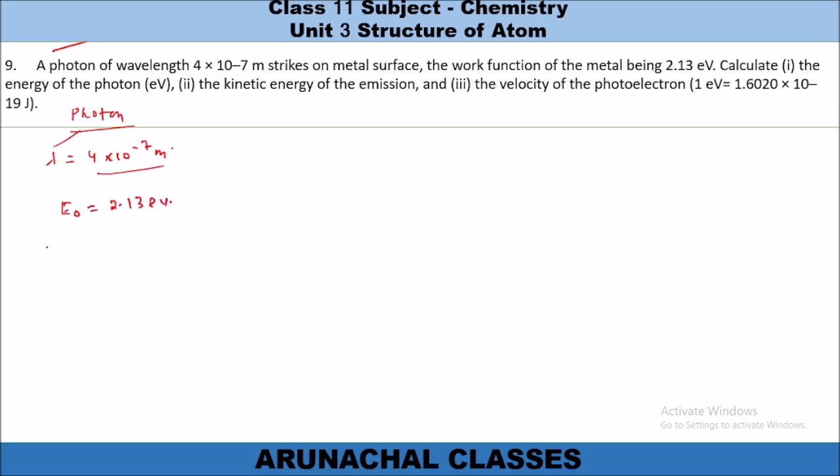Calculate the energy of the photon in electron volt. And the second one is the kinetic energy of the emitted photoelectron. And the third one is the velocity of the photoelectron. So these things we have to calculate, that is the question. So let us solve this one.